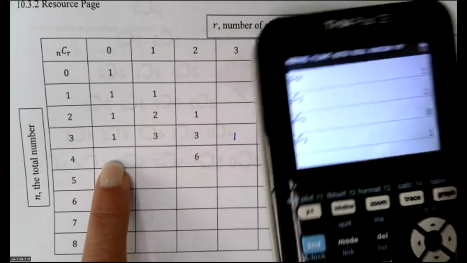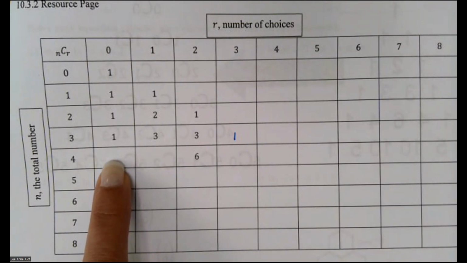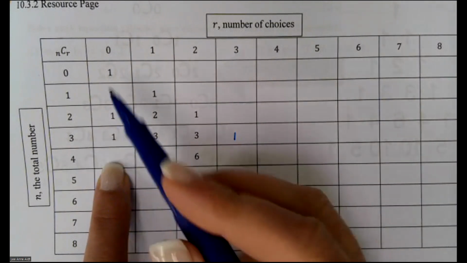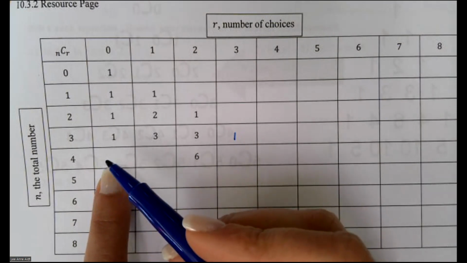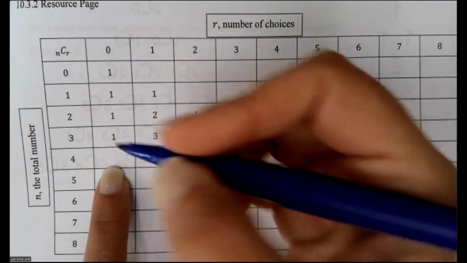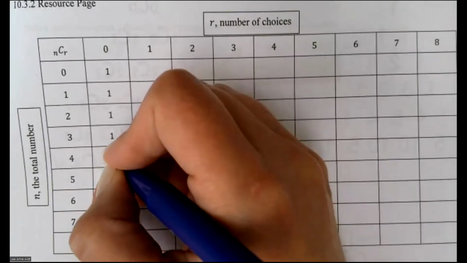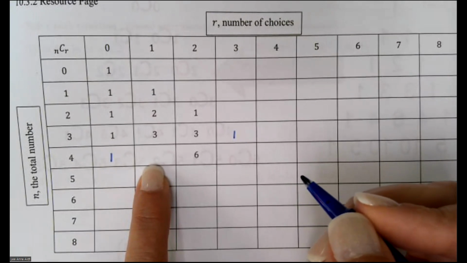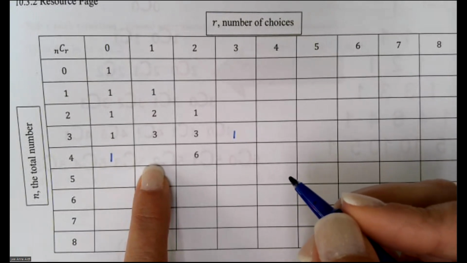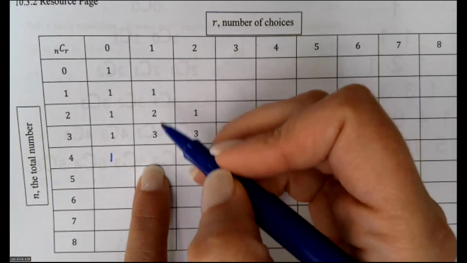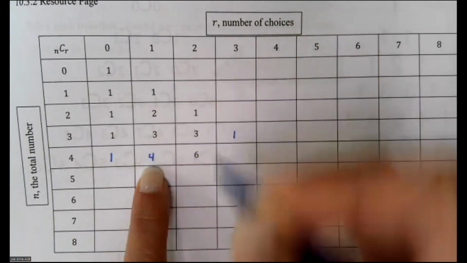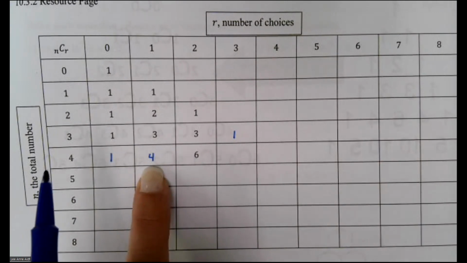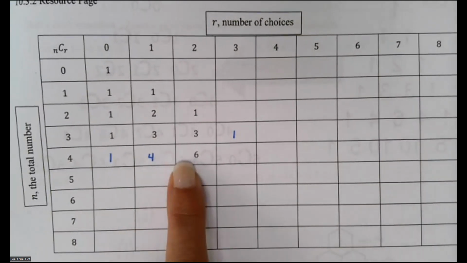Okay. Now, here. This one would be 4C0. What do you think the value is without using the calculator? 1. This one would be 4C1. What do you think the value is without using the calculator? 4. Can you see the pattern here? Also, what's the question asking? It's asking how many different ways can you choose one object when you have 4 objects? 4 different ways.